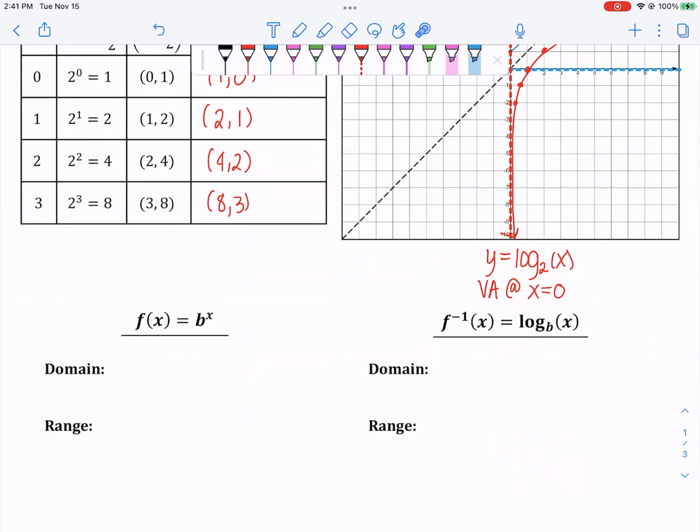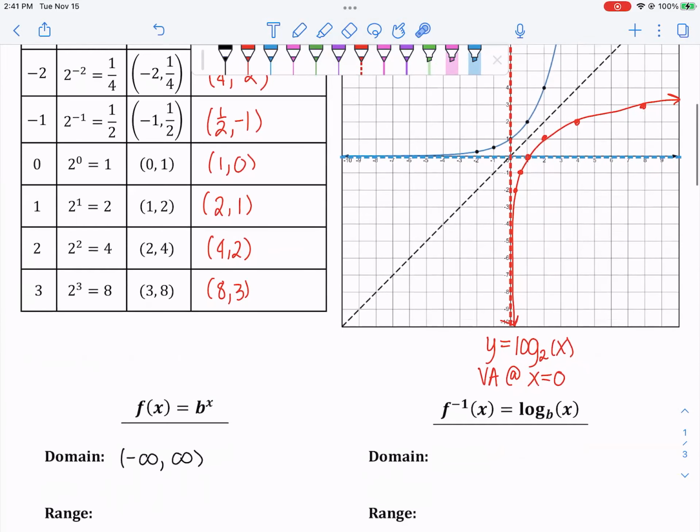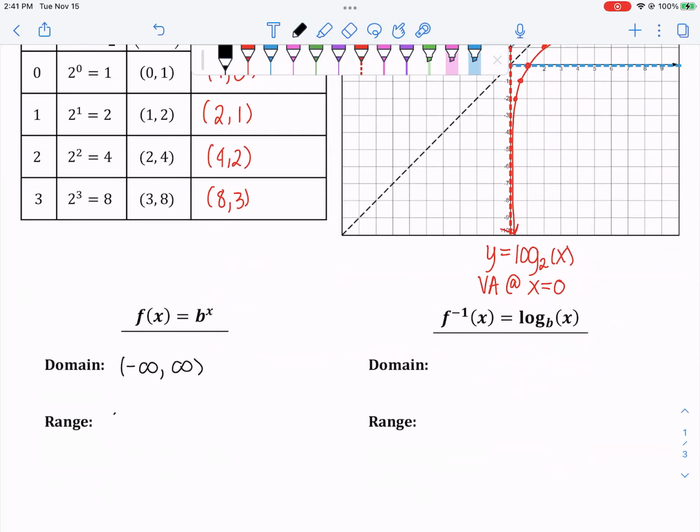One of the things that we know about inverse functions is that they flip-flop their domain and range. So the domain of a function is the range of its inverse, and the range of a function is the domain of its inverse. I know with the exponential function that the domain was from -infinity to infinity. And the range, remember, the y values go from 0 to infinity.